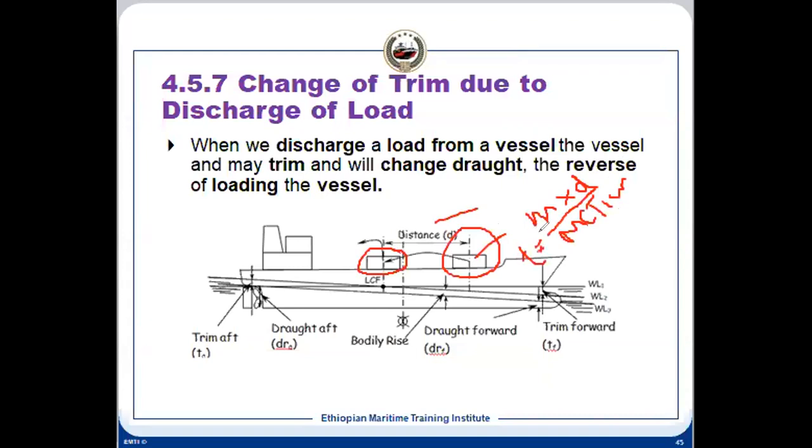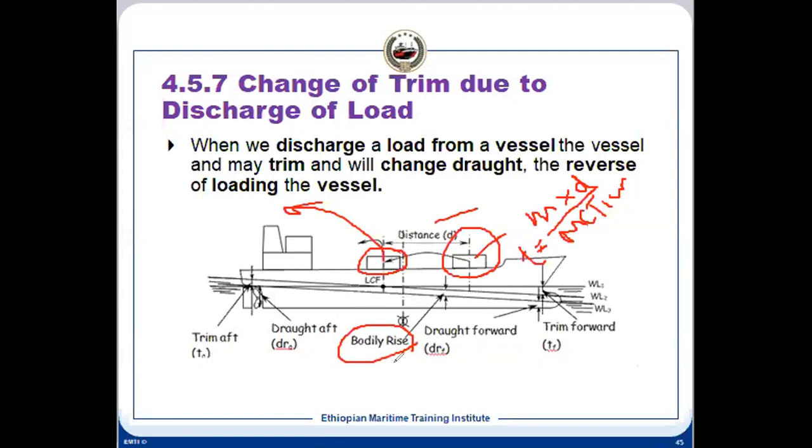After that, if we remove from here, then what will happen? Will there be any change in trim? There will not be any change in trim because we have removed some mass from LCF. But there will be some effect in the draft. So there will be change in draft, that is the even keel draft will change. And that is called bodily rise. Because some mass we have taken, the draft has to be reduced. So the draft will reduce uniformly. Because now we have already shifted, we have a trim, and from LCF we are removing.